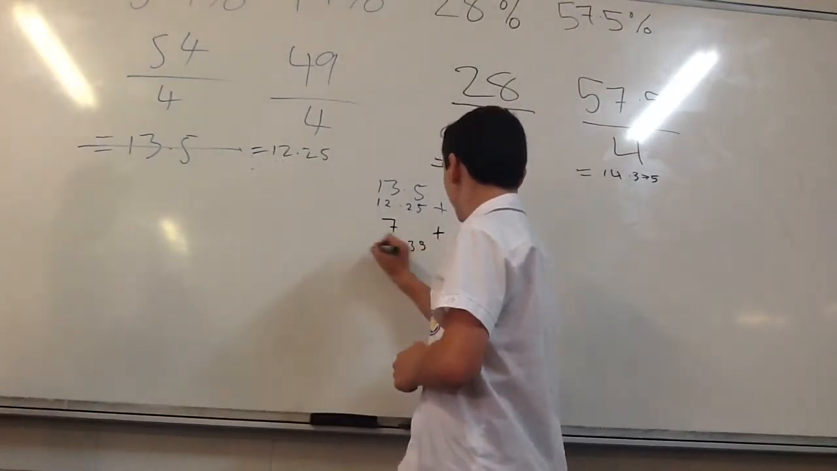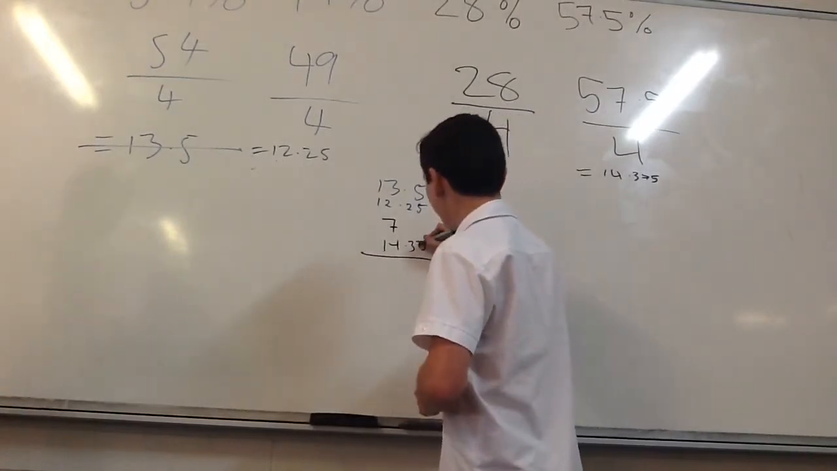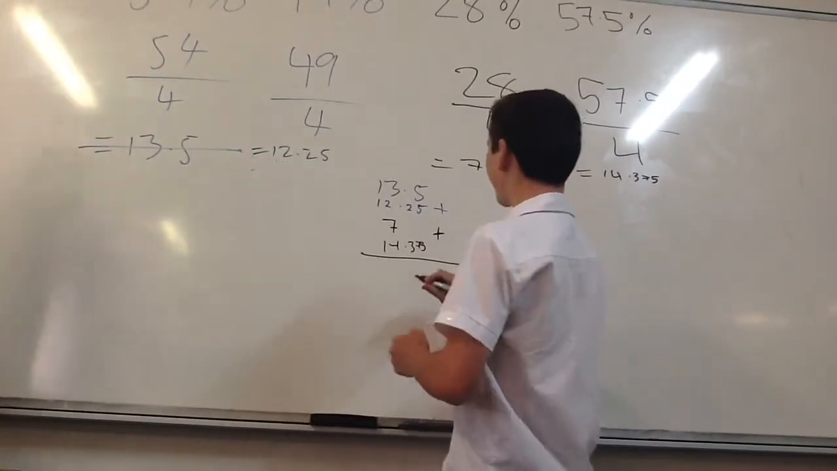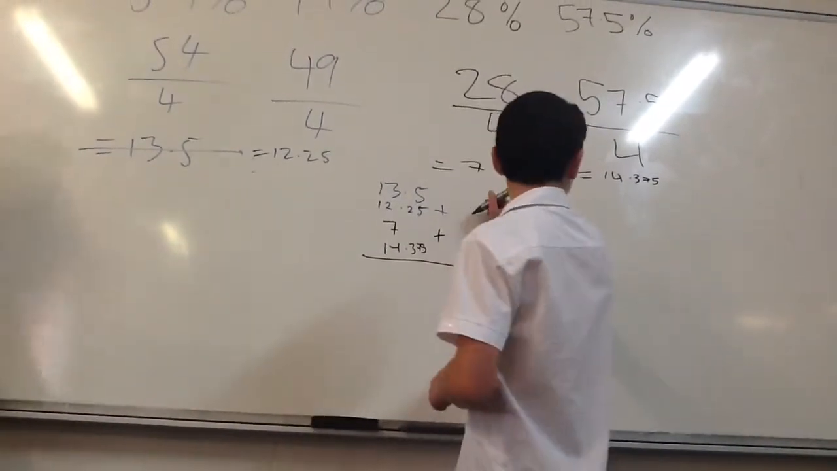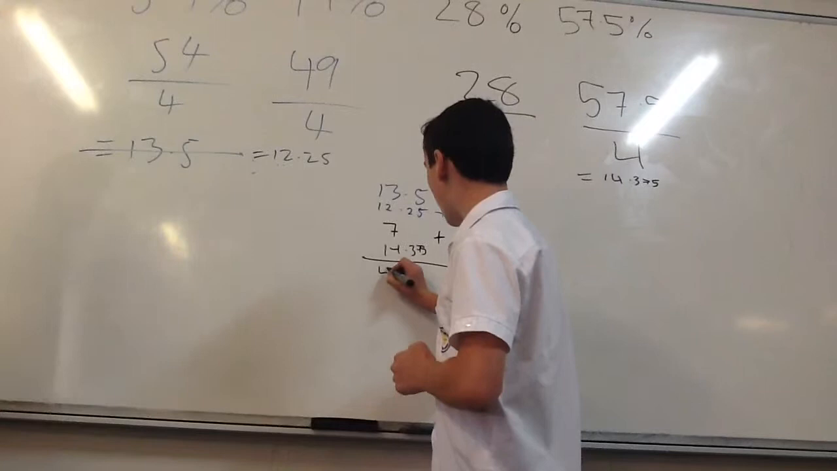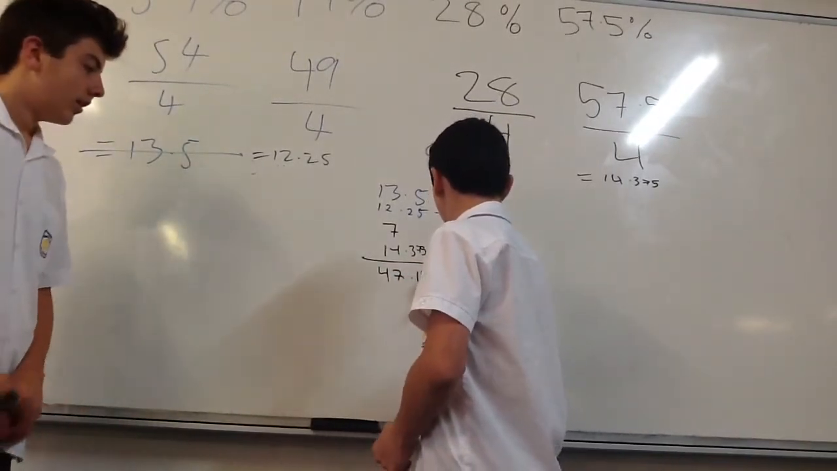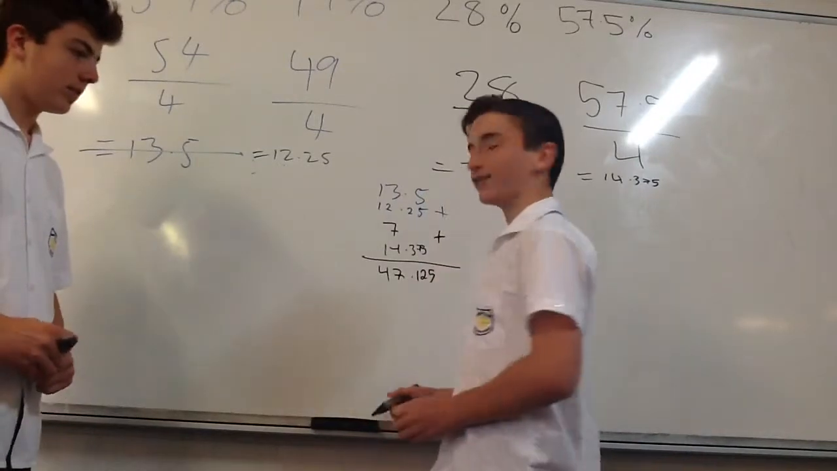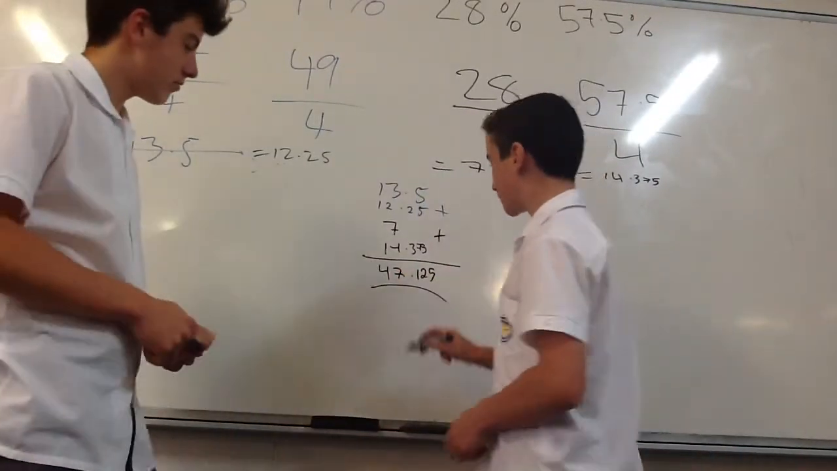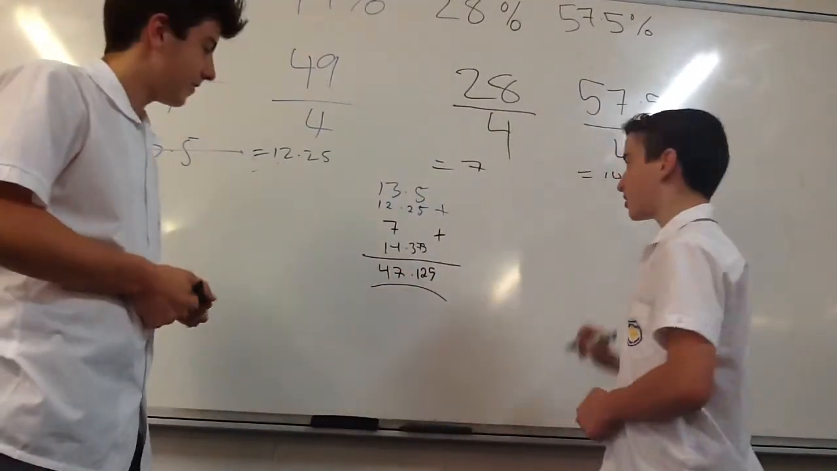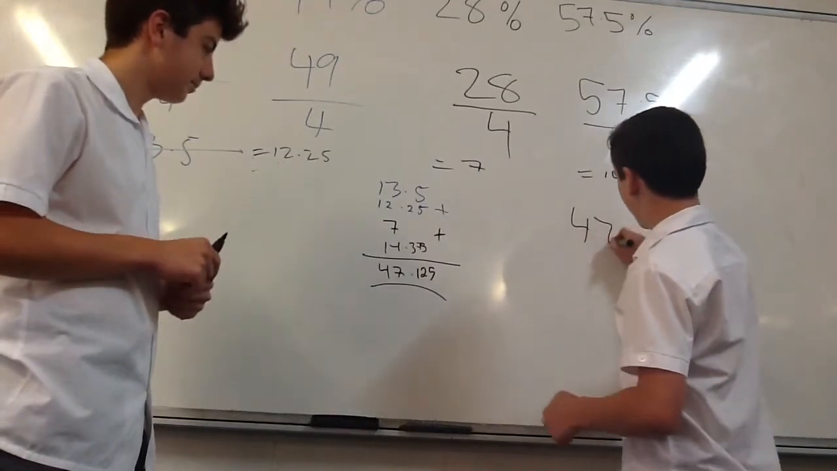14.375. And then that would equal 47.125 when you add it all up. And that's what he got out of 100. So that wasn't a good score for Jacob for his maths exam, but maybe next time.